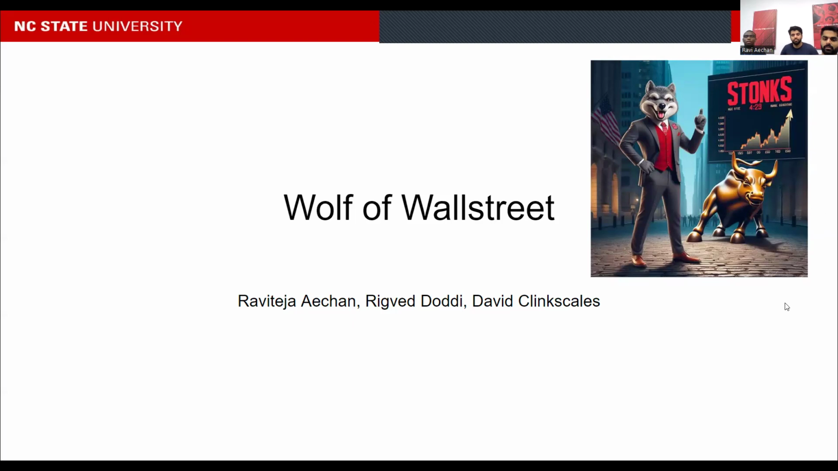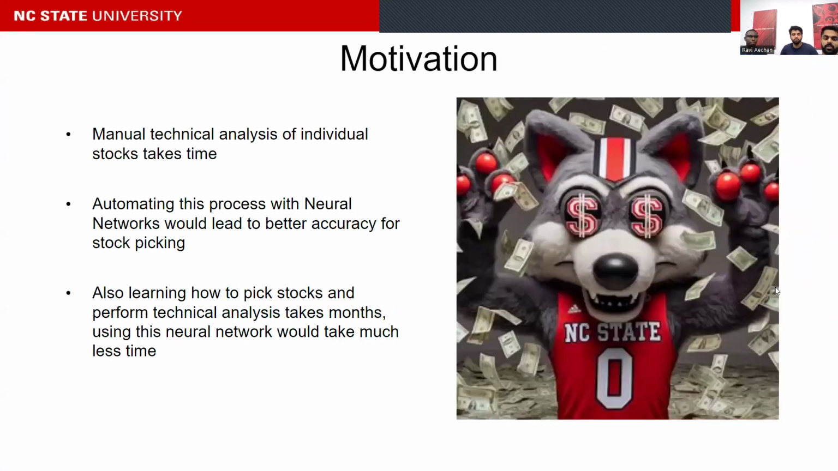And this is David. So the motivation for our project was that manual technical analysis of individual stocks takes a lot of time, and automating this process with neural networks would lead to better accuracy for stock picking, and also allows us to use a larger data set because if you're manually doing it, you choose points to analyze. And also learning technical analysis takes months, and training and using this neural net would take less time.